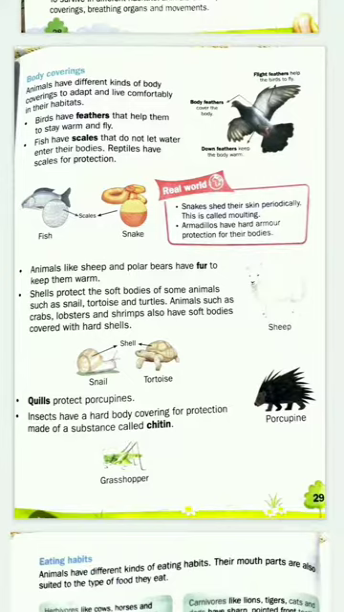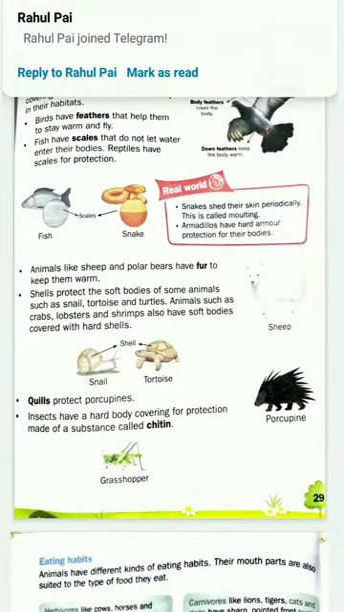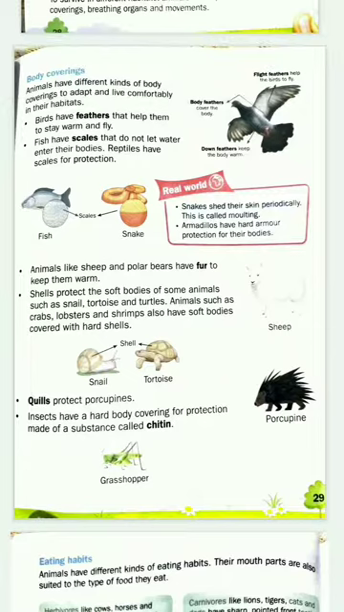They have fur. Animals like sheep and polar bear have fur which helps them to keep their body warm. And you must have seen that we get wool from sheep, isn't it? That wool we are getting is formed from their fur.